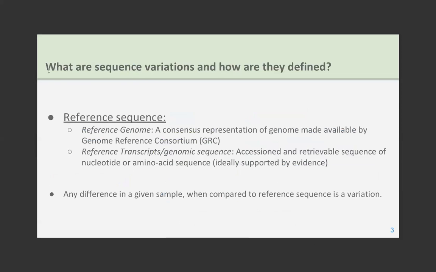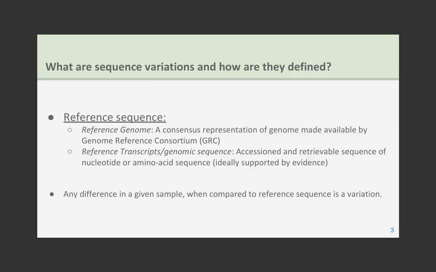So the first question is, what are sequence variations and how are they defined? Let me first highlight what a reference sequence is. A reference sequence is any sequence that you can use to refer some annotations on. For example, the reference genome is one consensus representation of the genome made available by the Genome Reference Consortium, and the sequence that they produce for each chromosome is called the reference genome. It has been revised many times, and there are three major assemblies available.